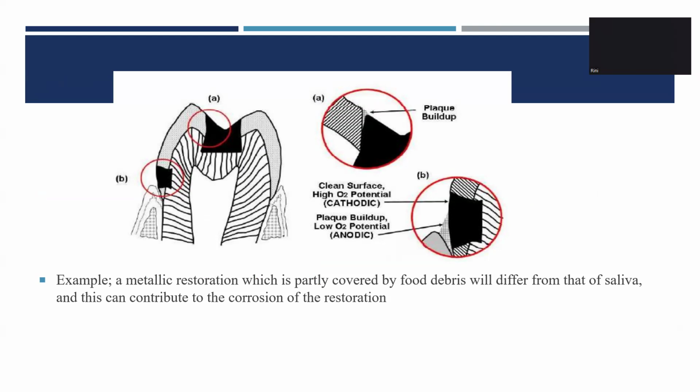Here we can see that a clean surface has a higher oxygen potential, which acts as the cathodic side, and the plaque buildup, which can have a lower oxygen potential, can act as the anodic side.